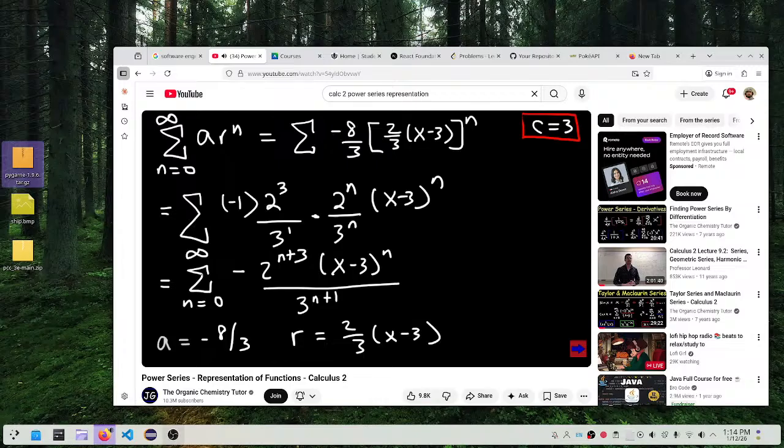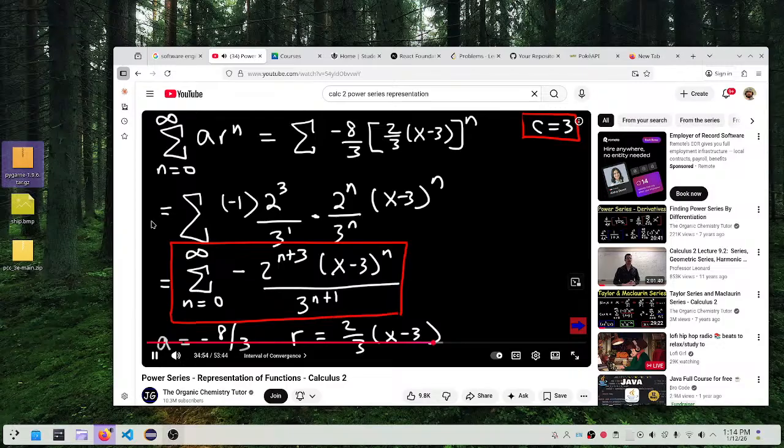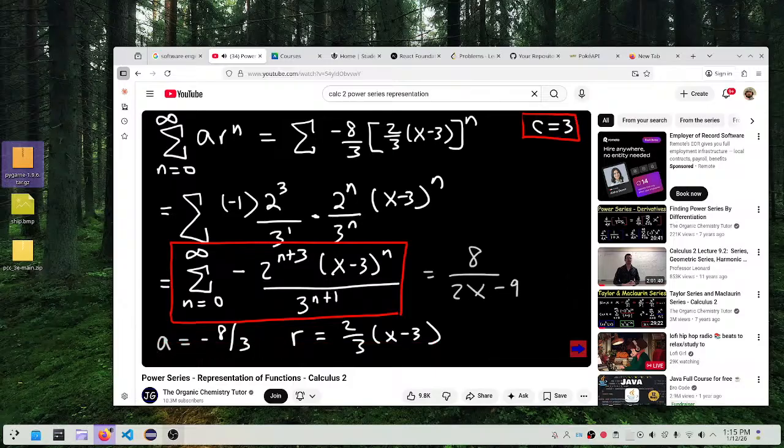So this is the power series representation of our original function, which was 8 over 2x minus 9. And this is true when it's centered at 3. And we can see 3 in our expression, x minus 3, which tells us that it's centered at 3.